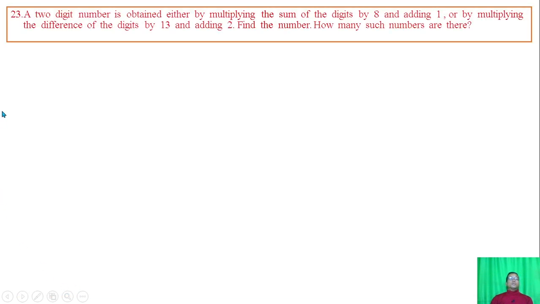23. A two-digit number is obtained either by multiplying the sum of the digits by 8 and adding 1, or by multiplying the difference of the digits by 13 and adding 2. Find the number. How many such numbers are there?